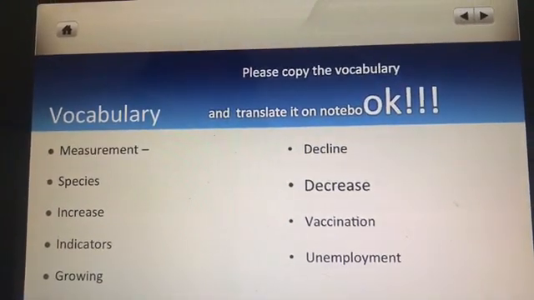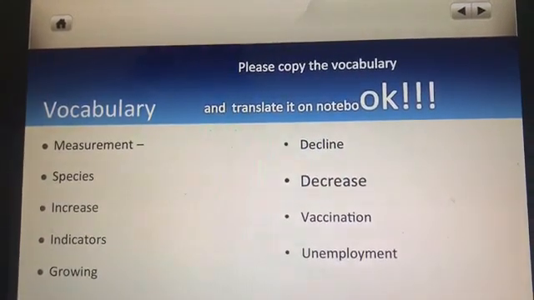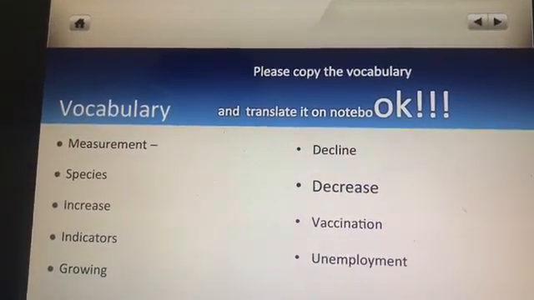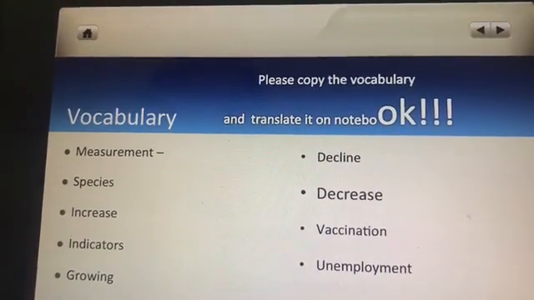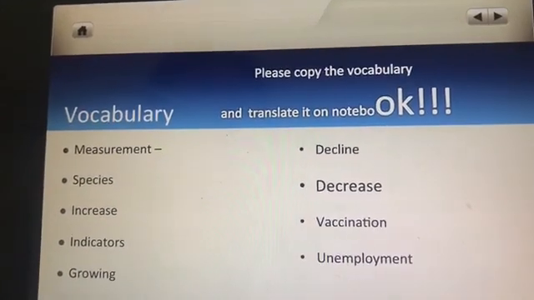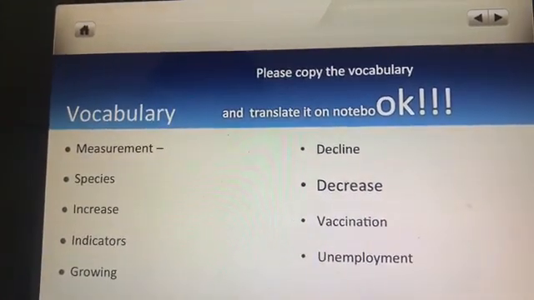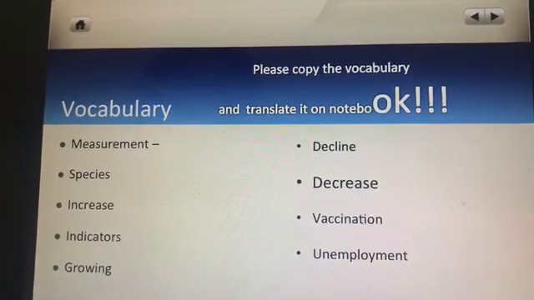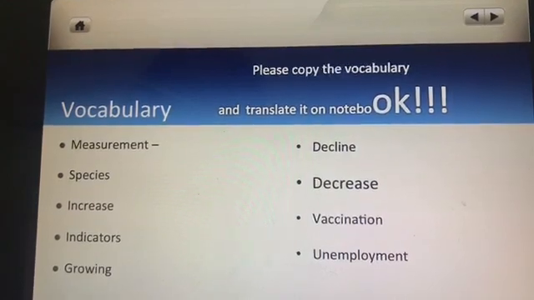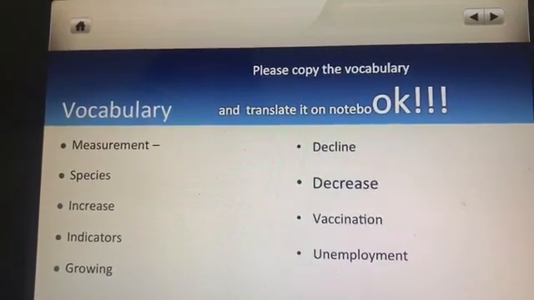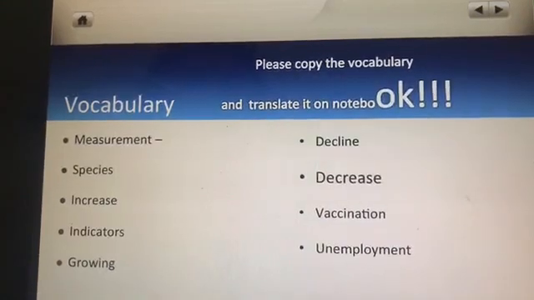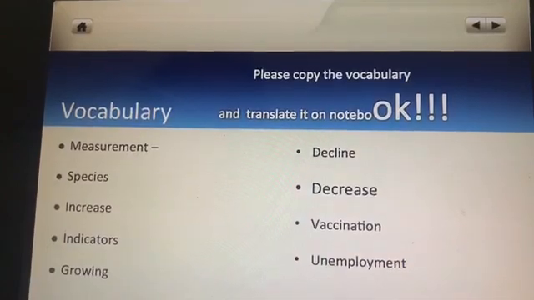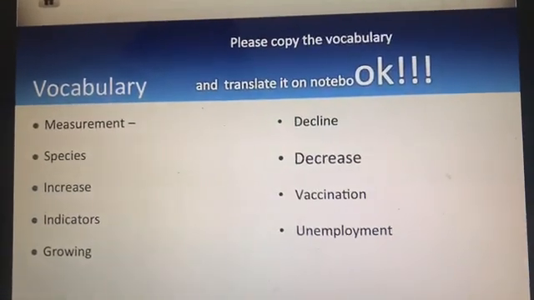The next word is decline. Please repeat decline. Decline means disminución. Please write down the next word, decrease. Decrease. Decrease means disminución.